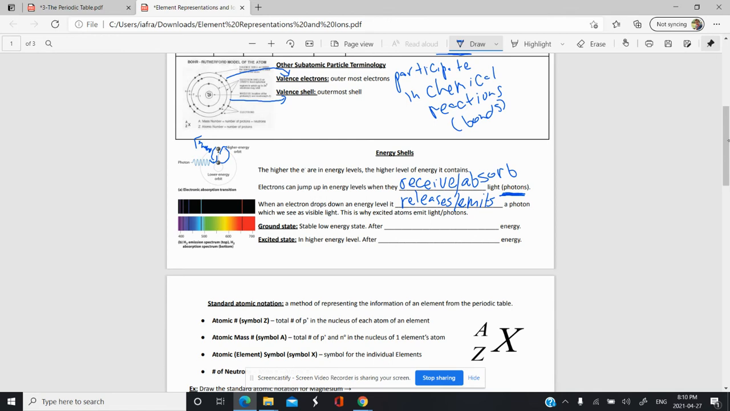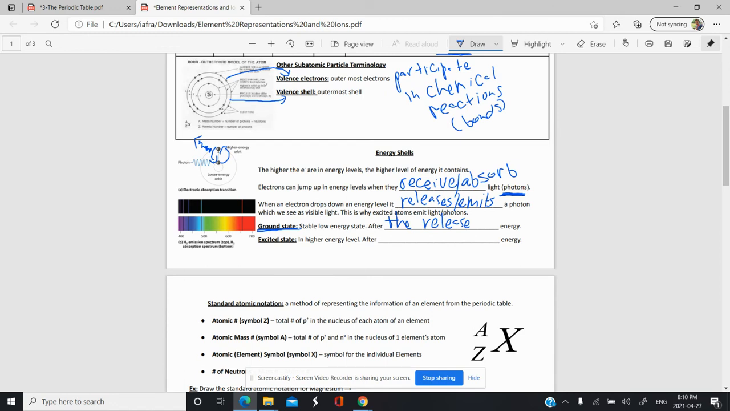So when the electron is found in its low energy state, we call that the stable low energy state. We call that the ground state. That's typically after the release of energy. So when you come back down to having low energy levels, we call that ground state.